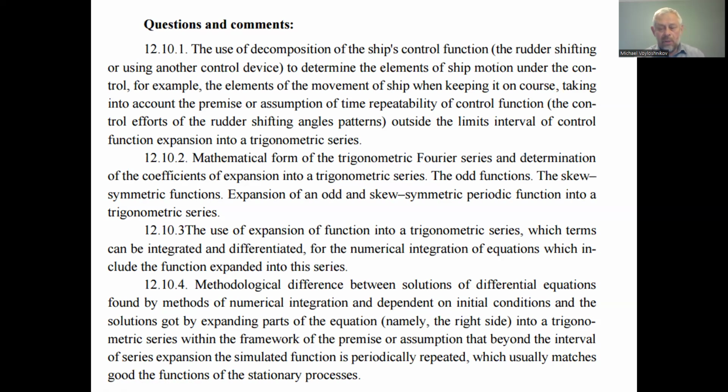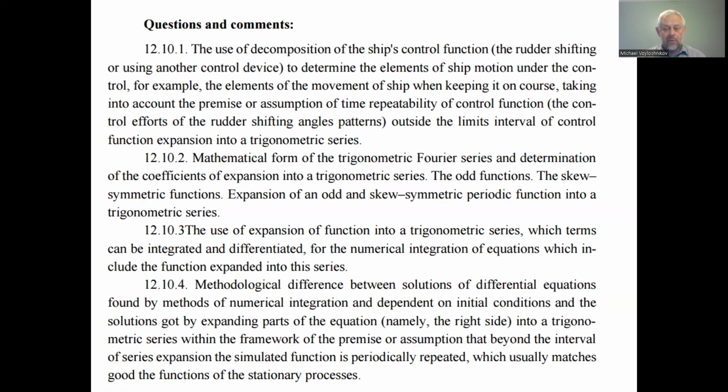trigonometric series, because for a non-analytical function, the expansion into the series for a definite number of terms is suitable to find the derivatives and the antiderivatives, for integration and for differentiation.